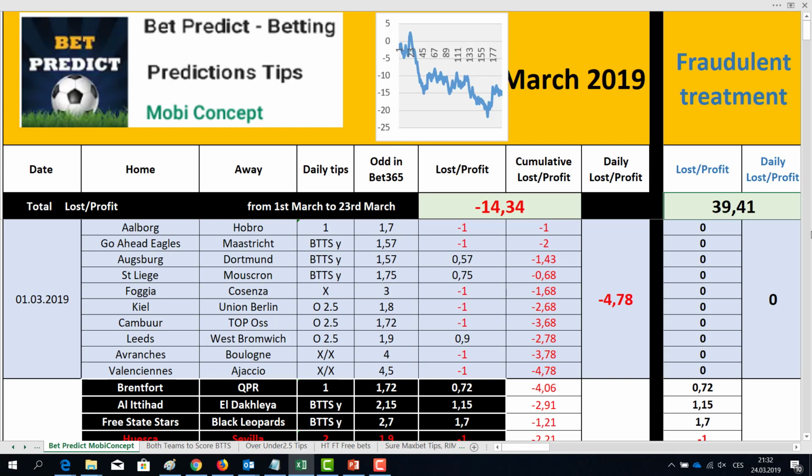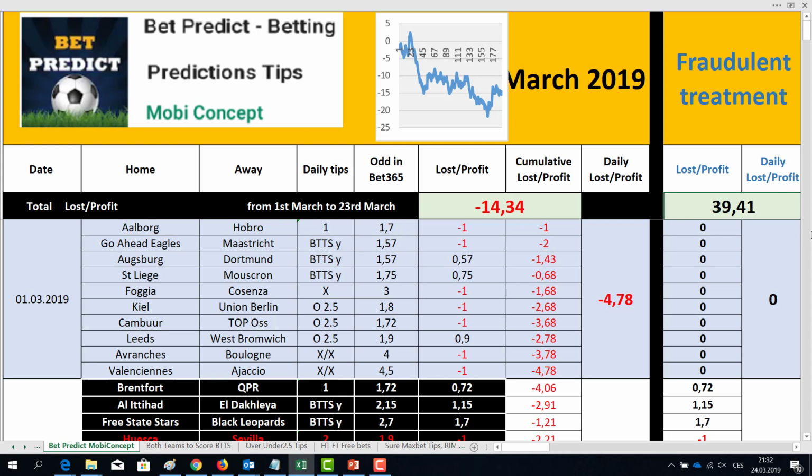The previously mentioned columns contain the correct real data, but beyond the horizontal thick black line you see what the Mobi Concept application fraudulently does with its history every day. On the last line in the fixed header you can see the real total loss of this app from March to today, which is minus 14.34, and in the fraudulent part it can be seen that if it were true what Mobi Concept puts in the history, then it would have been in profit 39.41. That's a really big difference, isn't it?